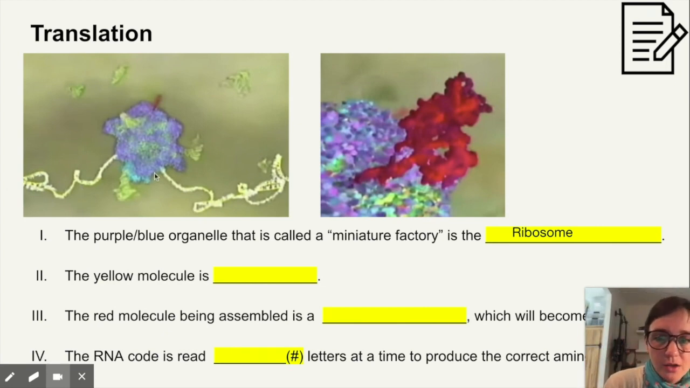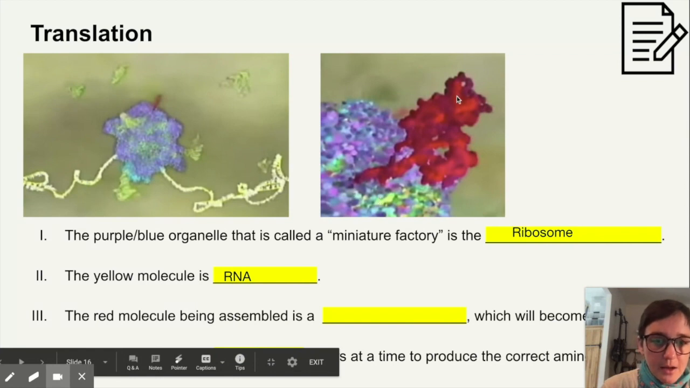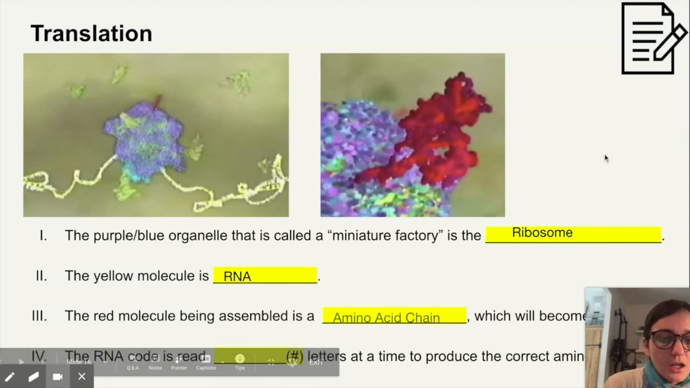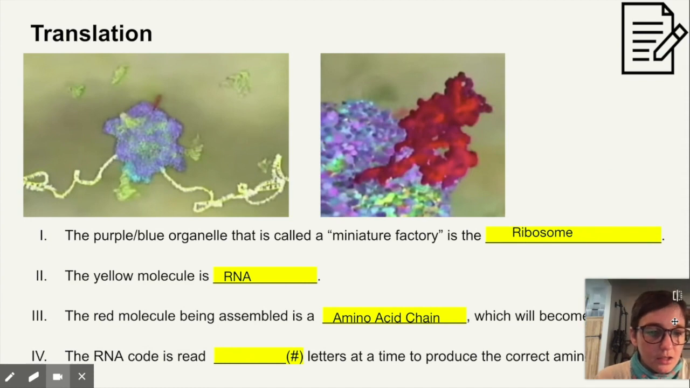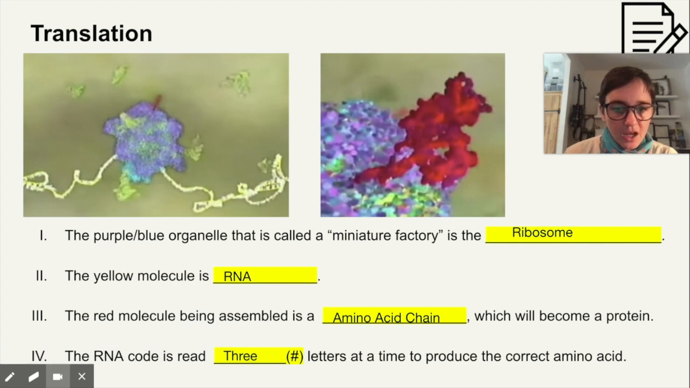So that yellow molecule is RNA, same as in the transcription slide. And the red molecule that it's building is called an amino acid chain, which will become a protein. So this is just a chain of amino acids. The RNA is read 3 letters at a time. Okay, 3 letters at a time. That's why when we see that like CCG, AUG, that's 3 letters equals 1 amino acid.